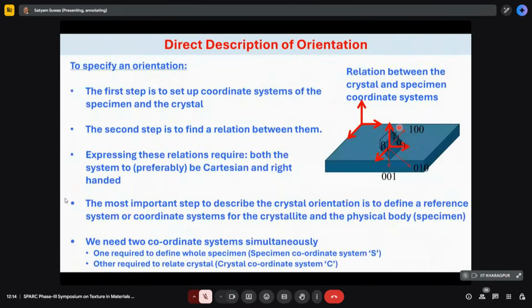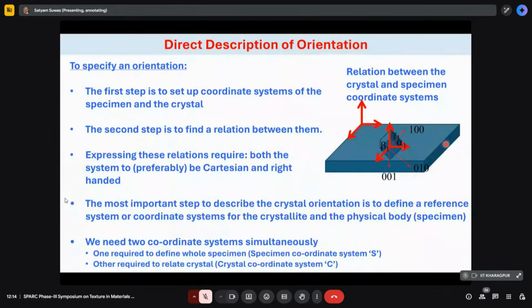For example, in this slide, you can see that this is a sheet, and this sheet is defined by these directions, right? So these are the x, y, z directions, and then there is a crystal embedded here, which is a part of this sheet, and it has its three crystal coordinates 0, 0, 1, 1, 0, 0, and 0, 1, 0, inclined like this. But the crystal's planes or directions are not aligned along the sheet directions or sheet frame of reference.